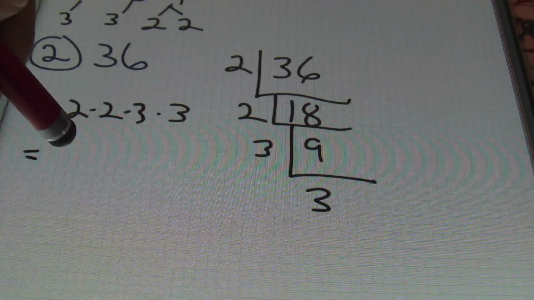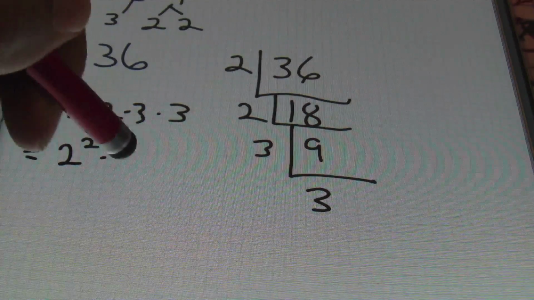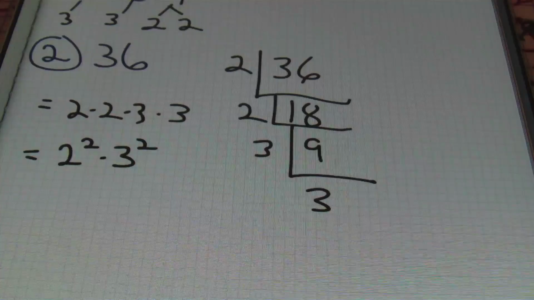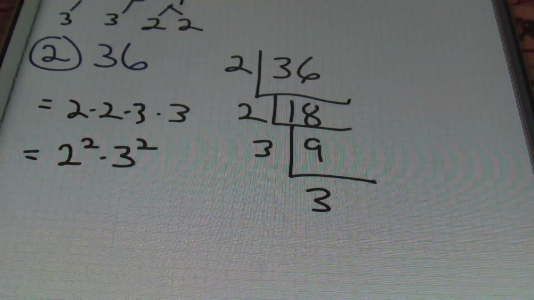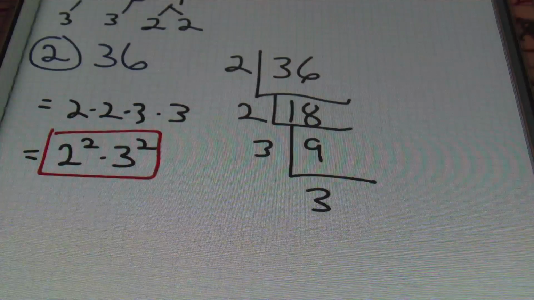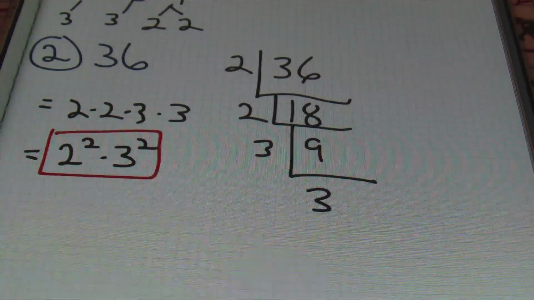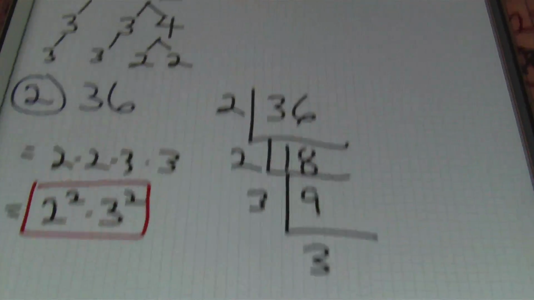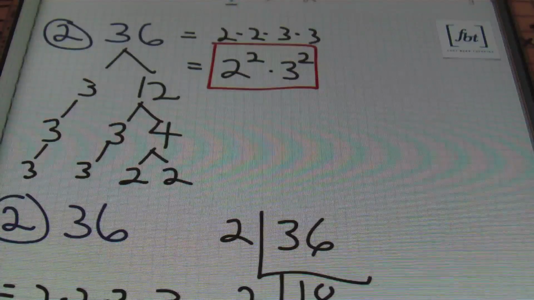So here I'm gonna write this as 2 squared times 3 squared, and that's the answer. That's it. Done and done. All right. Well, there you go. Upside down division as well as Christmas tree.